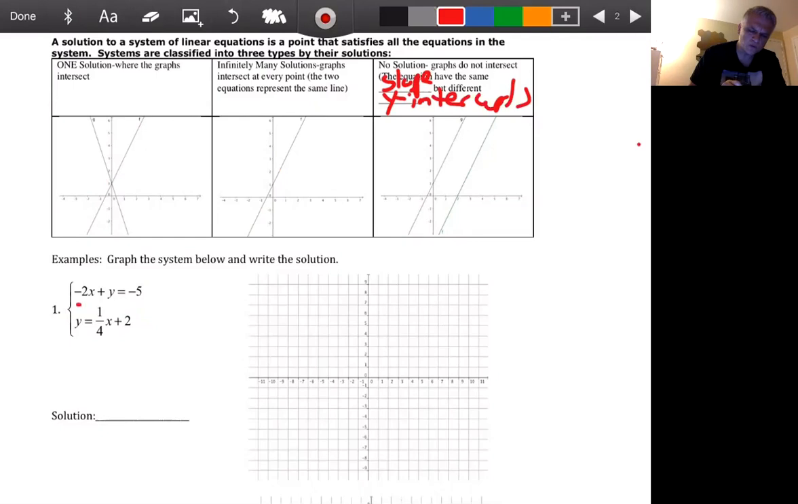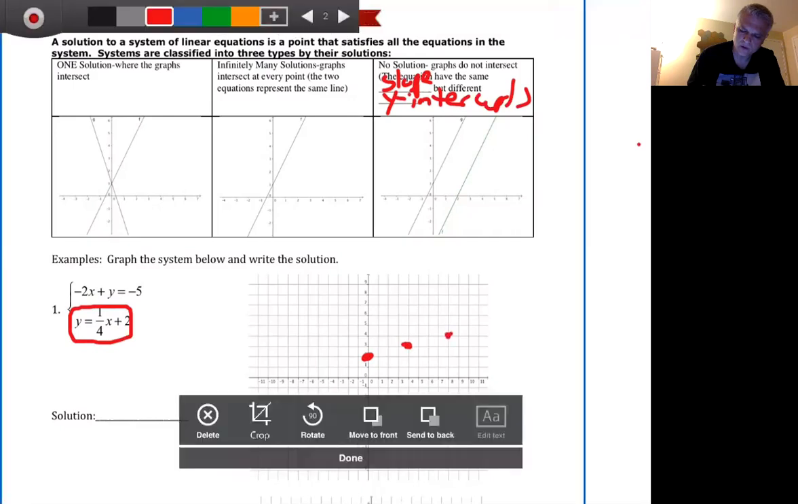Now, most of you will graph this one much easier. Why? Because it's in y equals mx plus b form already. So I'm going to put red around this one to show that we're going to graph it in red. Now we're going to take that plus 2, and that's the y-intercept, that's the b. So we're going to put it right on the y-axis. And now we've got a rise over run of 1 over 4. So we're going to rise 1 and run 4 for the next point. Do it again, rise 1, run 4.